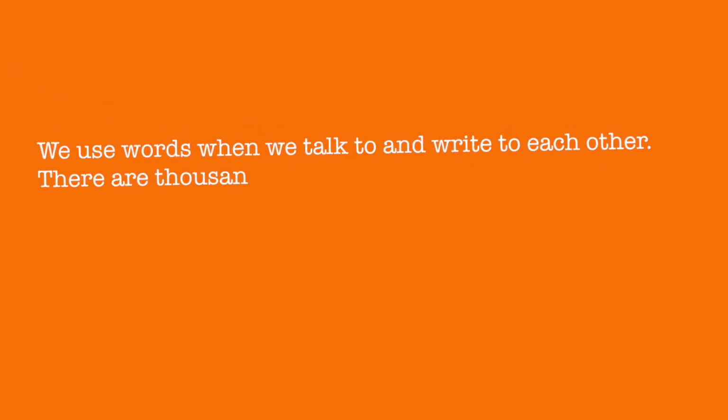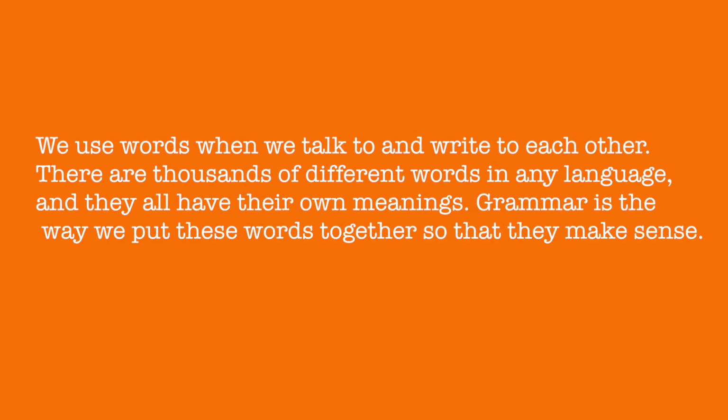When we want to talk to people, we have a big pool of vocabulary in our mind. We call it the lexicon. The lexicon that we have is the mental dictionary from which we choose the words and use them to help people understand what we are talking about. In a sense, we use words when we talk and write to each other. There are thousands of different words in any language, and they all have their own meanings. However, grammar is the way and rule we put these words together through, so they all make sense to us when we talk to people.